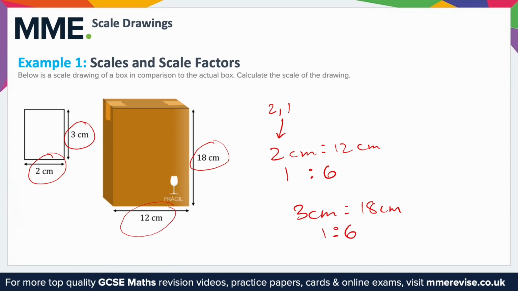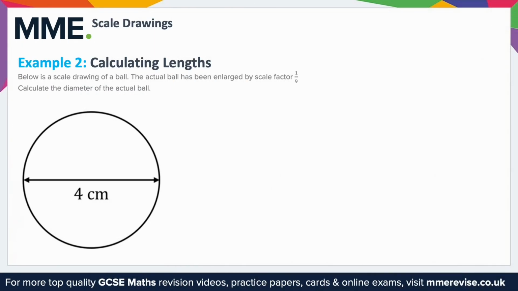As long as you're using equivalent sides, as in you're using 2 heights or 2 widths, then you're fine. The second you start mixing, so say for example, I wanted to use the 3 and use the 12, those aren't equivalent lengths. One's a width, one's a height, so they don't correspond to each other, so then you would get a mistake. Example 2, calculating lengths.